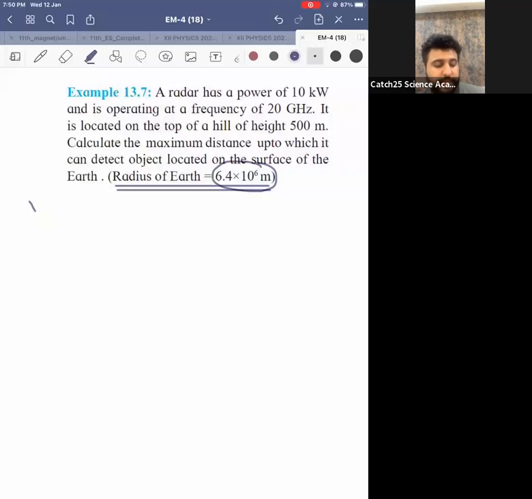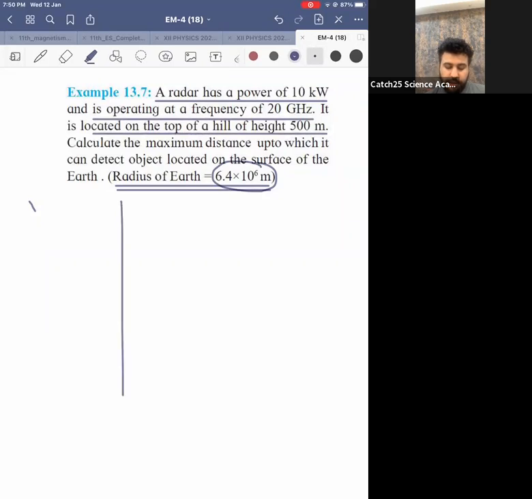Okay, we'll start with this. This is your example 13.7 in your textbook. Listen to me, don't start. I will tell you the logic and then you start. See here, a radar has a power of 10 kilowatt and is operating at a frequency of 20 gigahertz. Dummy value, no need at all. Continue. It is located at the top of a hill of height 500 meter. So the first important data that I got is height is 500 meter, correct? Calculate the maximum distance.